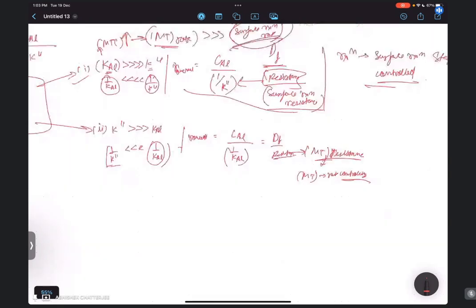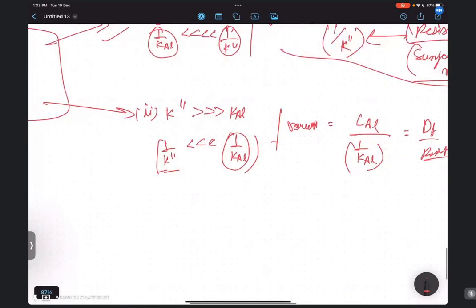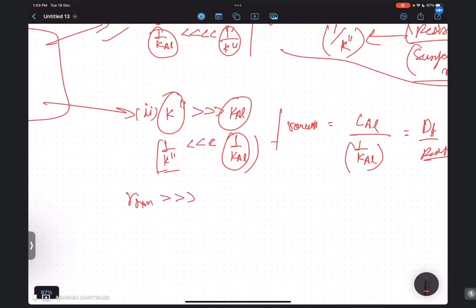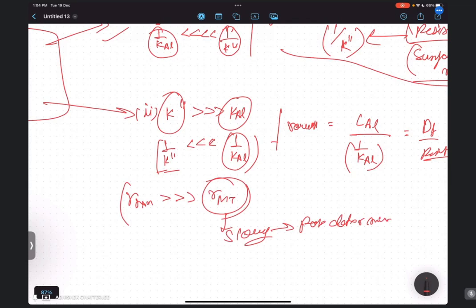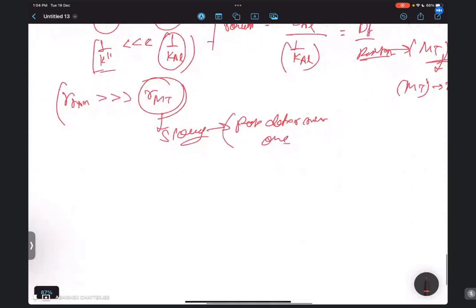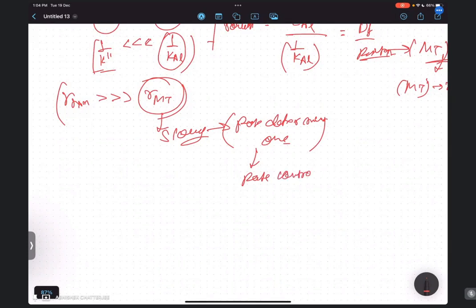Clear? Similarly, from here also you can directly tell that as this is much higher than this one, your surface reaction rate, R reaction, will be much higher than your R mass transfer. So that means this one is the slower one. If this one is the slower one, then this one will be the rate determining one. Or you can also call it the rate controlling step. It is your mass transfer step.